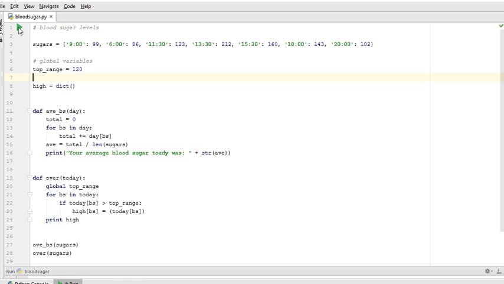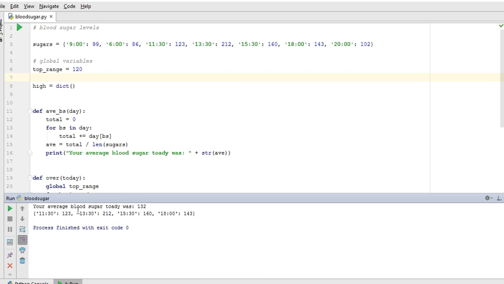Let's take a look at how that works. There we go. Your average blood sugar today was 132. At 11:30, the blood sugar was 123. At 13:30, 212. At 15:30, 160. At 1800, it was 143. So all blood sugars that were over that 120 mark print here.